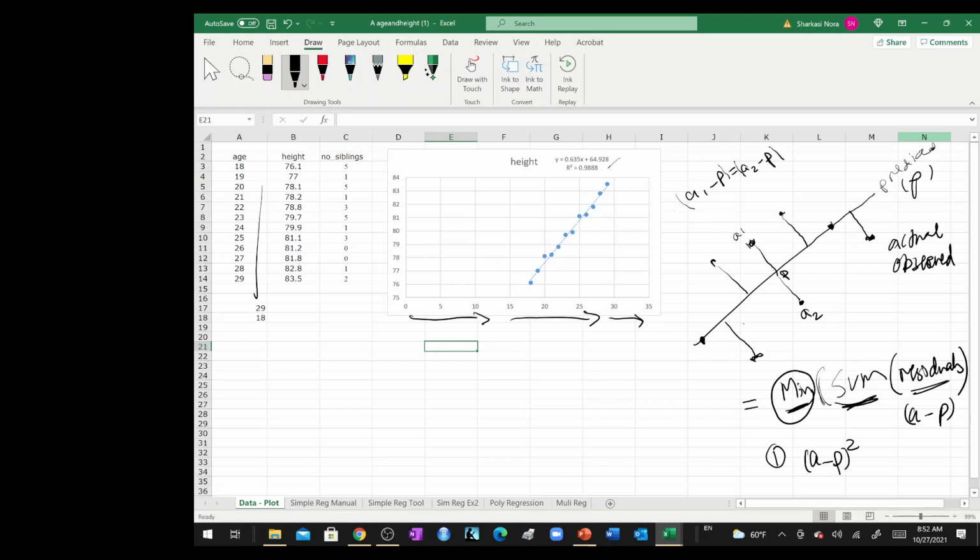A1 is greater than P, so A1 minus P will be greater than 0, while P is greater than A2, so A2 minus P is less than 0. On the y-axis, this point is here and that one is there. So A1 is greater than P, and P is greater than A2. The distance A1 minus P over here is positive, however the distance A2 minus P is negative. So you can take the absolute value, but there is no theoretical foundation that can support that.